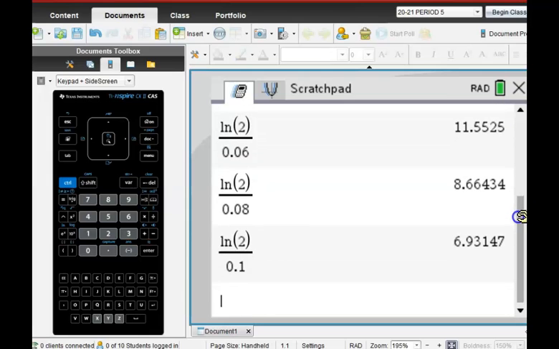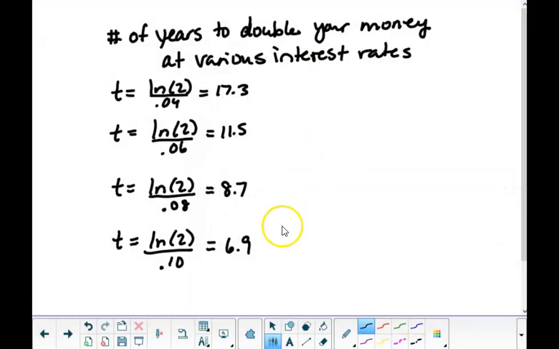If I wanted to see how long it would take me to double my money at 8% interest, it would only take about 8.7 years. And at 10%, it would only take about 6.9 years to double my money. So I wrote all of these down here, the number of years to double your money at various interest rates. And then I want to introduce to you something called the rule of 72.